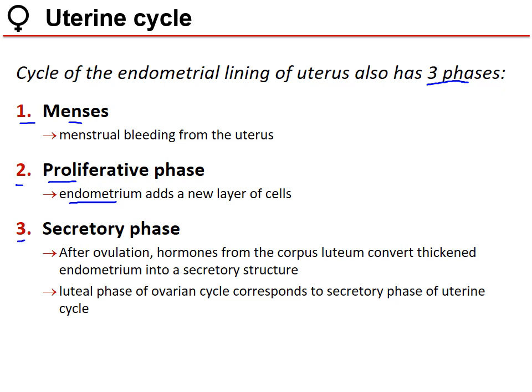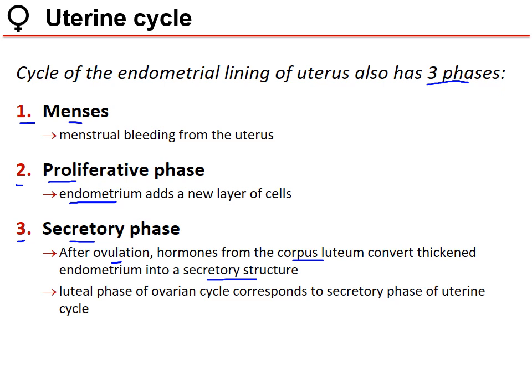And then the third and final phase within the uterine cycle is the secretory phase. So the secretory phase happens after ovulation. After ovulation, that's also when we have the development of the corpus luteum. And it's actually the hormones from the corpus luteum which then convert the thickened endometrium. So it was thickened in the proliferative phase, but now during the secretory phase, this thickened endometrium is being converted into a secretory structure.